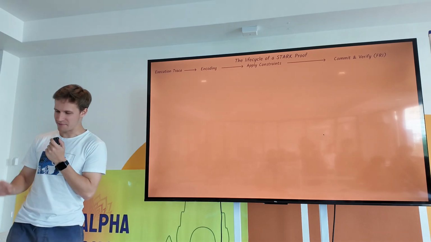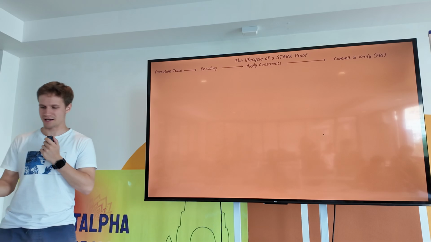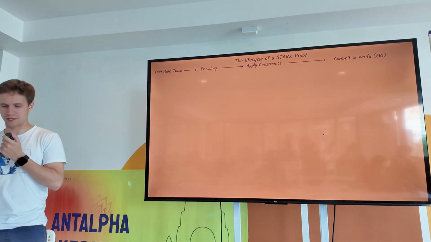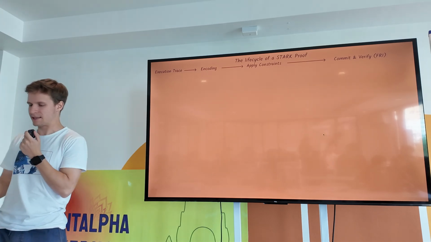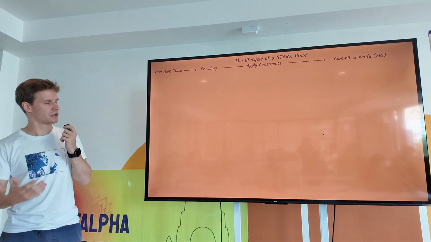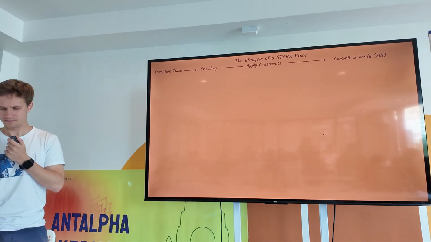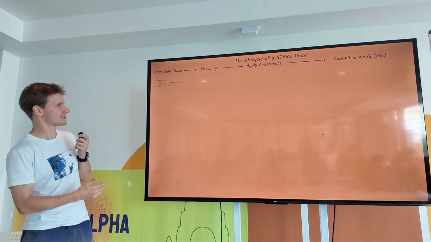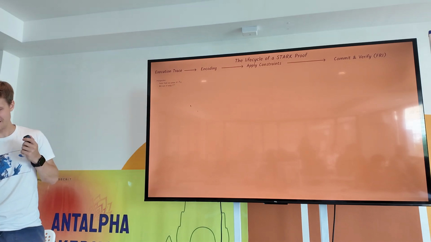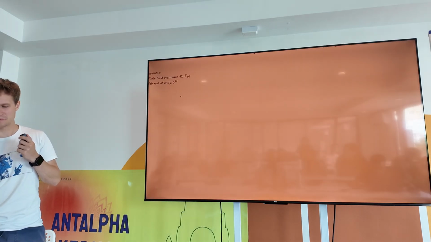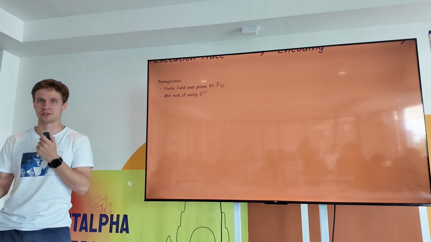Okay, so if we talk about the lifecycle of a Stack proof, we start with the execution trace, we go through some encoding, we apply constraints, and at the very end we apply FRI with a commit and verify kind of process. Some prerequisites here. This is a bit small, so I can definitely zoom in. This is not necessarily supposed to be presented. This is supposed to be actually read by every individual.